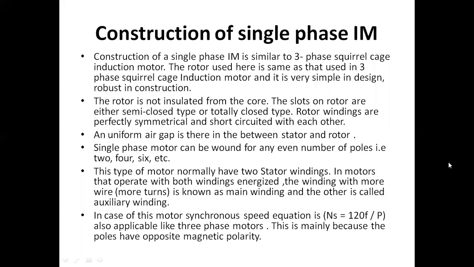As already explained, the construction of a single phase induction motor is similar to the three phase squirrel cage induction motor. The rotor used here is the same as that used in a three phase squirrel cage induction motor. It is very simple in design and robust in construction, just like your three phase induction motor. But the rotor is not insulated from the core. That is, the slots on the rotor are either semi-closed type or totally closed type. The rotor windings are perfectly symmetrical and short-circuited with each other.